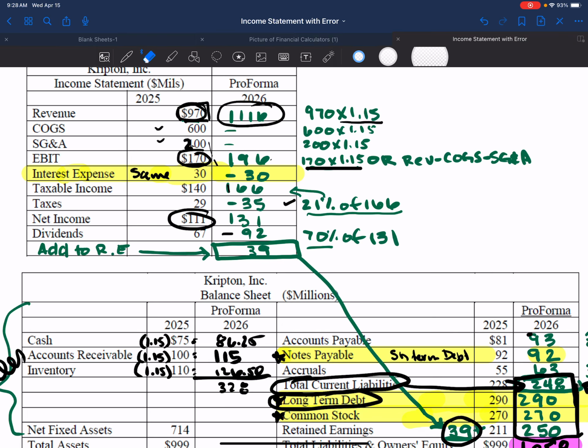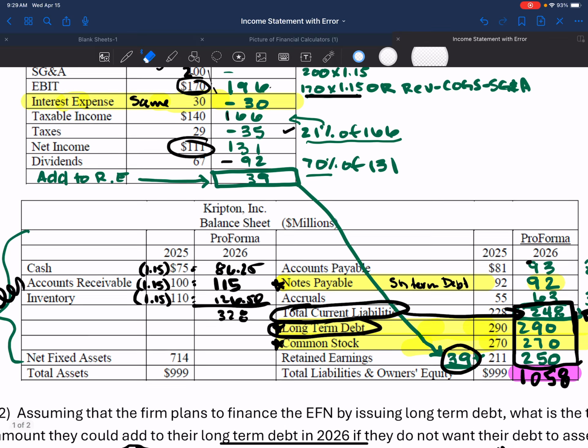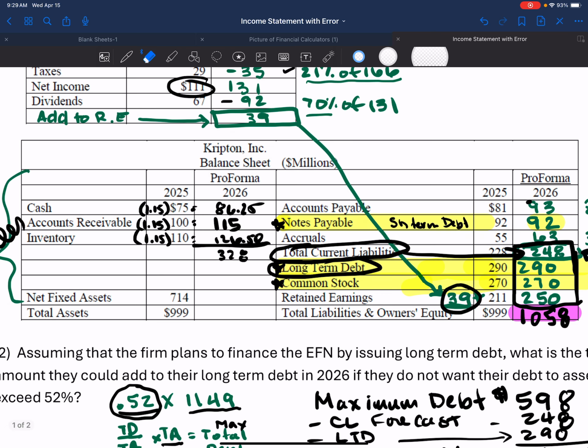So that gives us taxable income on this one of 166. The assumption for tax rate was 21%. So 21% of 166, we subtract out the taxes of 35. And on this problem, we're assuming a dividend payout ratio of 70%. So 70% of 131 is 92. And I just rounded all of these numbers up so we didn't have decimals to deal with.